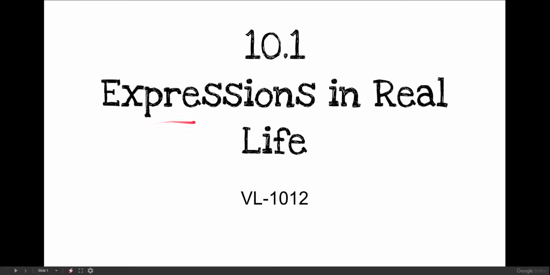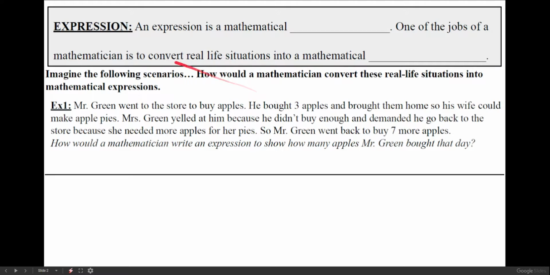In this video, we are going to explore expressions and we're going to try to apply them in real life situations and word problems. Let's begin. So, an expression. An expression is a mathematical sentence or mathematical statement. One of the jobs of a mathematician is to convert real life situations into a mathematical expression. So, what do we mean by that?